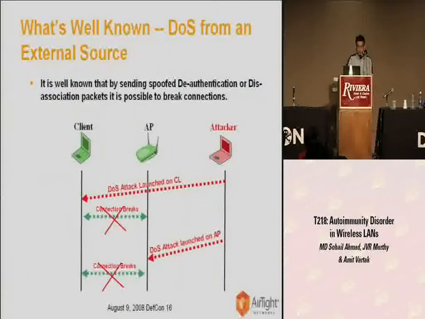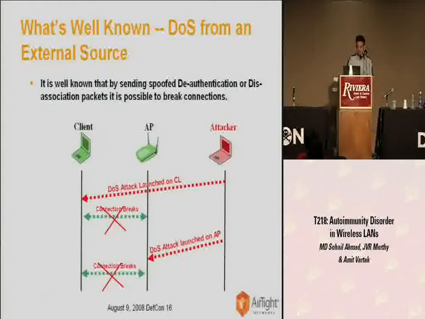I'll put up a few slides to help you understand when and how the autoimmunity disorder occurs in wireless LAN systems. But before that, I would like to talk about a quite popular attack in wireless LAN systems called the denial of service attack. As we all know, it's very easy to launch a denial of service attack. You just send a deauthentication or disassociation frame on behalf of the client to the access point, or the access point to the client, and that's it. The connection breaks. So what's new here?